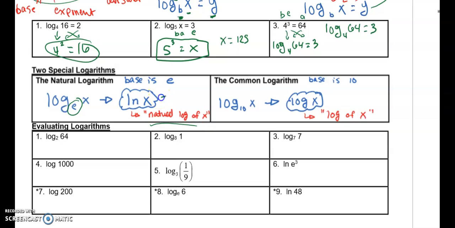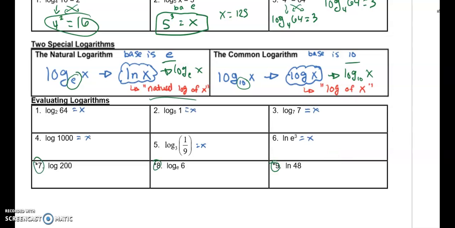So anytime you see this, I would actually go ahead and change it, especially initially, to log base e of x. Common logarithm is when we have a base of 10. Here the base was e, here the base is 10. So it's really a base of 10. It's often written as just log of x. If we see log of x, we need to know every time that that's really log base 10 of x.